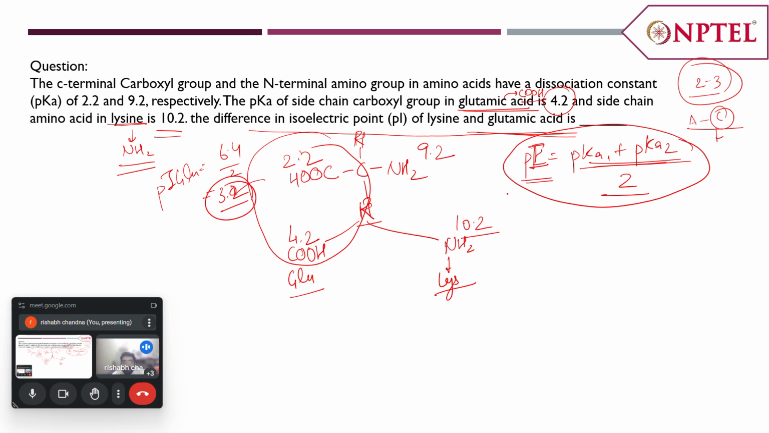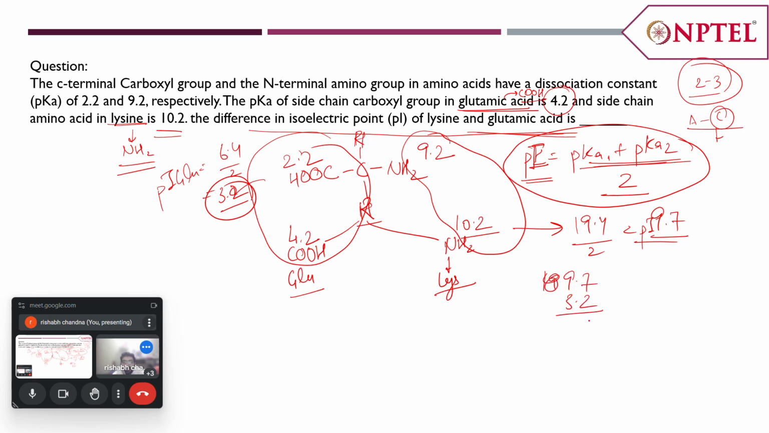And for lysine, we have these two pK values of the amino groups that are nearer. So this would be 19.4 divided by 2, that will be 9.7. So this is the pI for lysine. And then we have to take the difference between the two. So this would be 9.7 minus 3.2, which comes to nearer to 6.50. Okay, so the correct answer is 6.50.